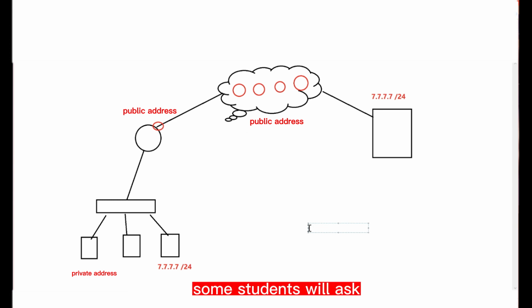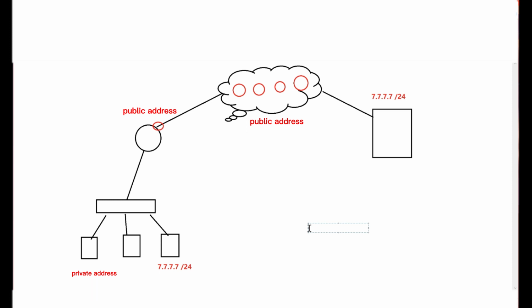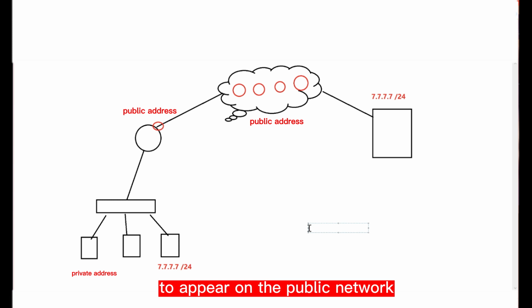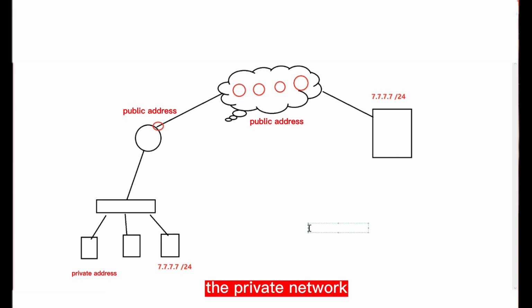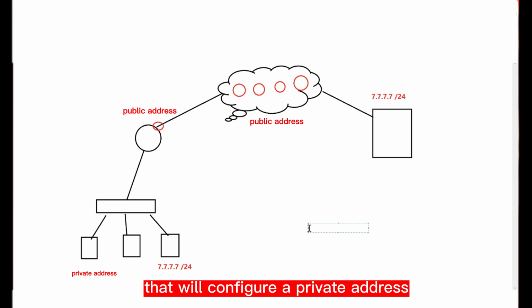Some students will ask why the private network configuration does not conflict. Because it is absolutely impossible for a private IP to appear on the public network. That's why it was designated as a private network, specially designed for you to configure internally. It can guarantee you access to the public network without problems, because there is absolutely no device on the public network that will configure a private address. You can configure it like this.